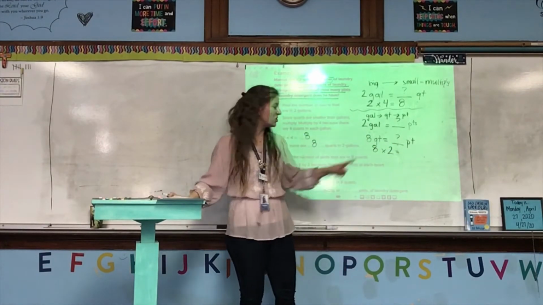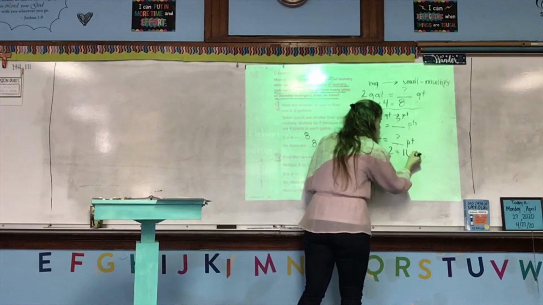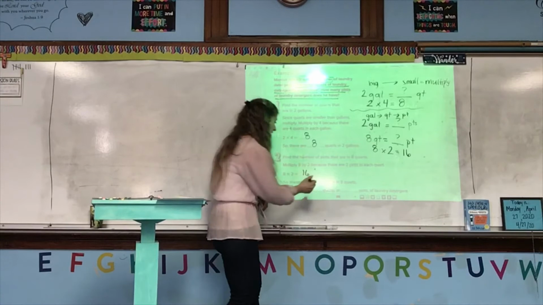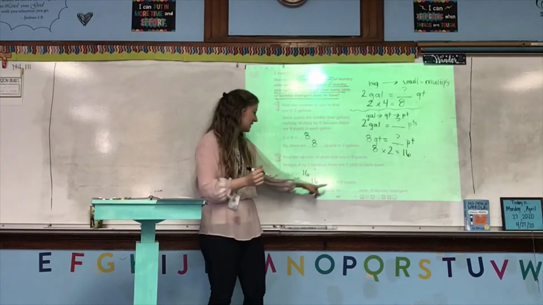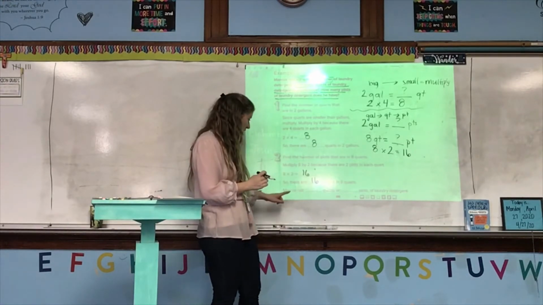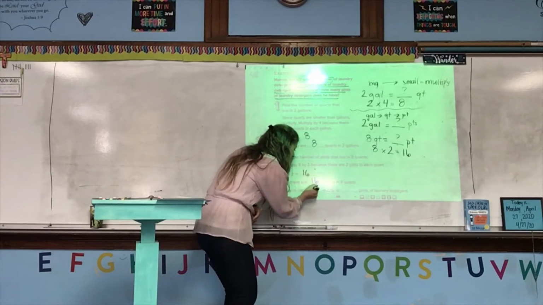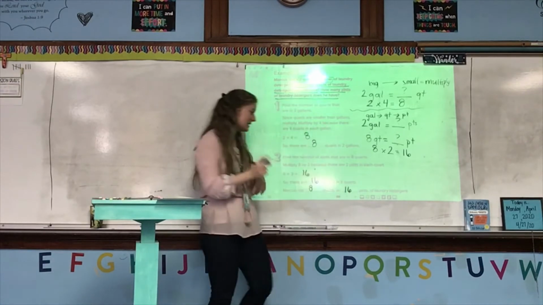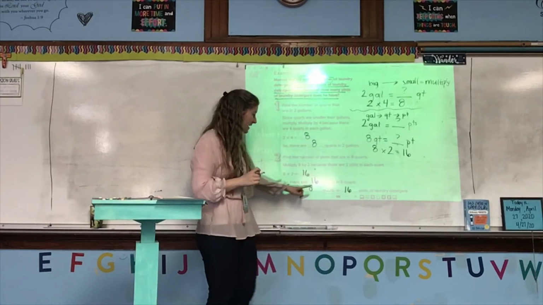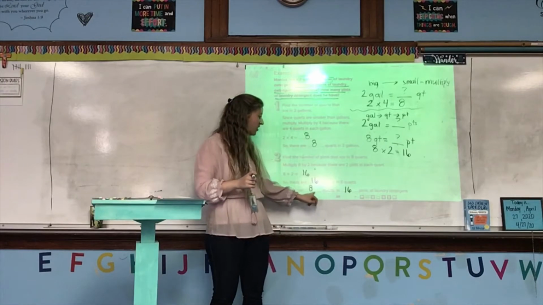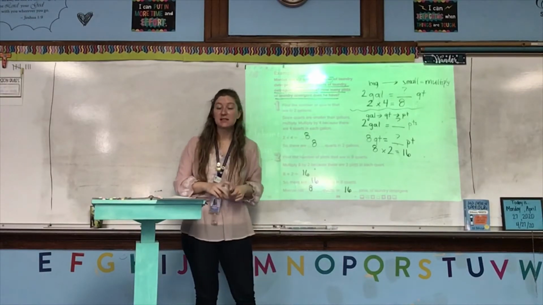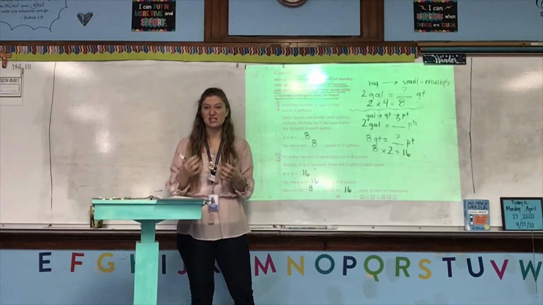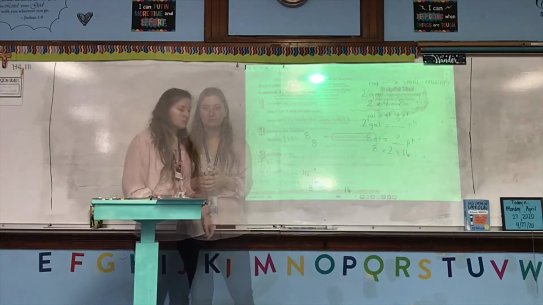8 times 2 is 16. So that means that there are 16 pints in 8 quarts. So Marcus has 8 quarts or 16 pints of laundry detergent because 16 pints, 8 quarts, and 2 gallons is all the same amount of laundry detergent. It's just different size containers.